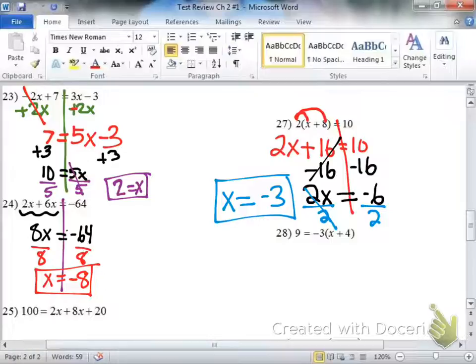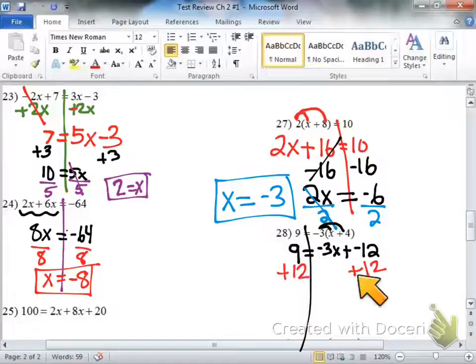Alright. More parentheses. So I need to start again by distributing. This one's going to be a little harder because we're distributing a negative number. So I still have the 9. I still have the equal sign. Negative 3 times x is negative 3x. Plus negative 3 times 4 is negative 12. Now, what do I want to move? The 12. It's right now plus a negative 12. So I'm going to subtract a negative 12, right? Minus a negative is the same as what? Yeah, so we're actually going to add 12 to both sides.